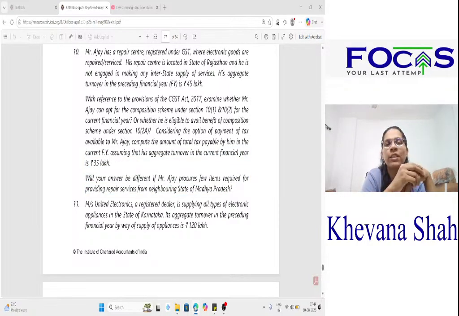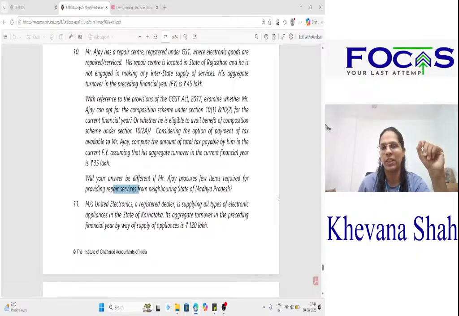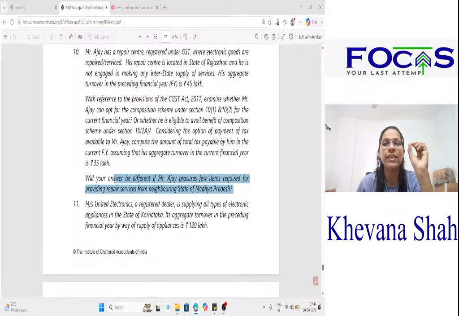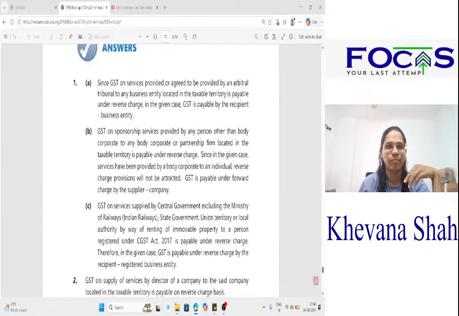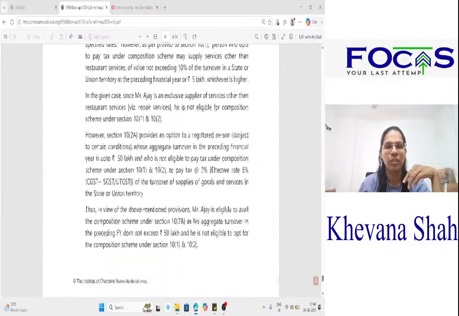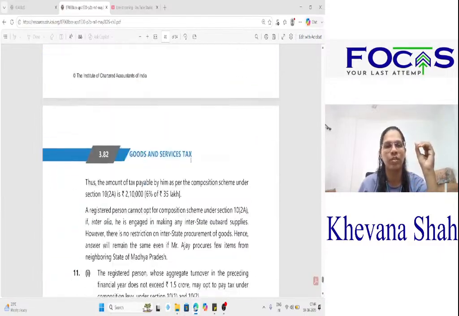Now, the next question is, will your answer be different if Mr. Ajay procures few items required for providing repair services from the neighboring state of Madhya Pradesh? Please highlight this line. What they are saying is, he is procuring few items, so he is purchasing certain items from the neighboring state. Remember, he is not supplying items, he is purchasing items. These are his inward supplies and not outward supplies. Please mark this as an important question.